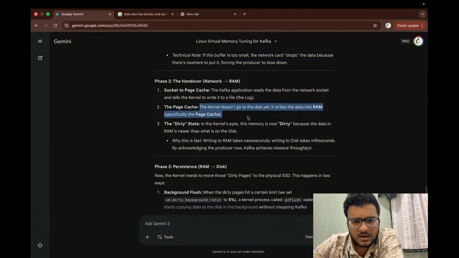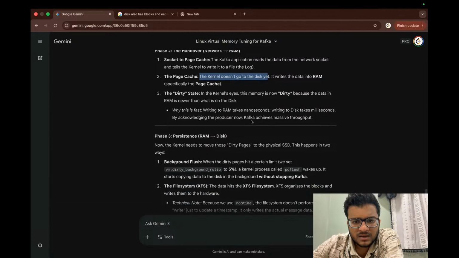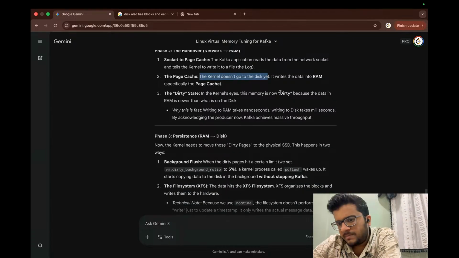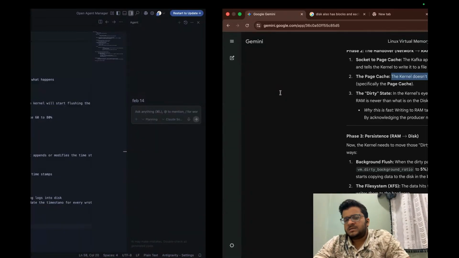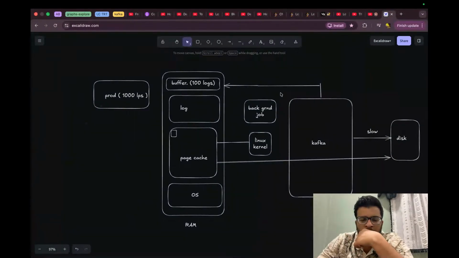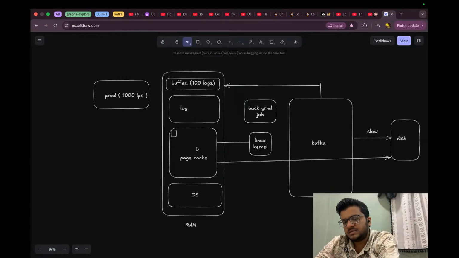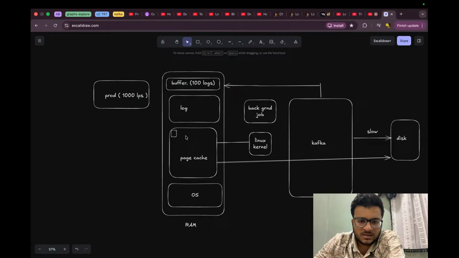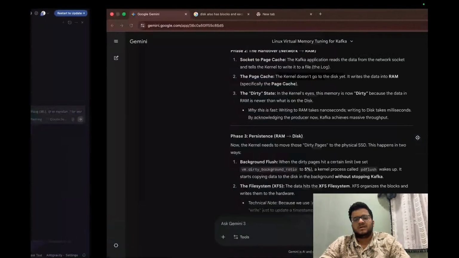I told you, right, the kernel doesn't go to the disk; it writes into RAM. There is a concept called dirty pages. So what is a dirty page actually? The pages in this page cache are called dirty pages because this data is yet to be written onto the disk and not yet written. That's why it's called a dirty cache.